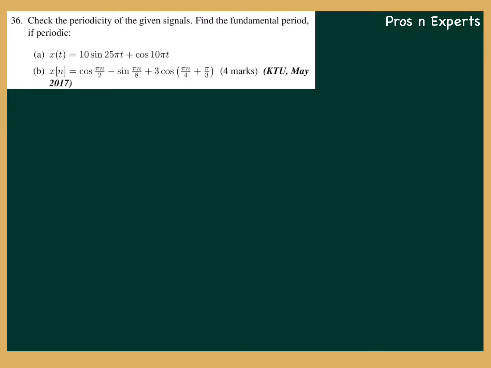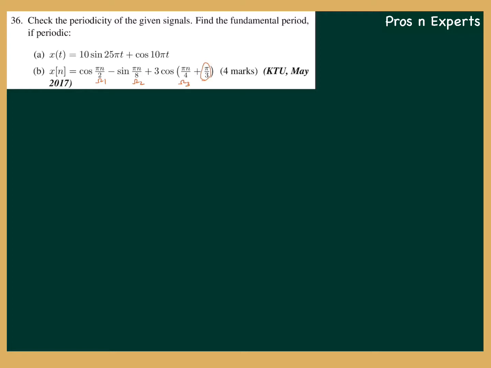Continuing with question B, where you are given x of n equals cos pi n by 2 minus sin pi n by 8 plus 3 cos of pi n by 4 plus pi by 3. You don't have to worry about the phase, as it does not affect periodicity, so leave it as such. What we are interested in is omega 1, which is pi by 2, omega 2, which is pi by 8, and omega 3, which is pi by 4. Omega is the coefficient of n in the cosine or sine terms.